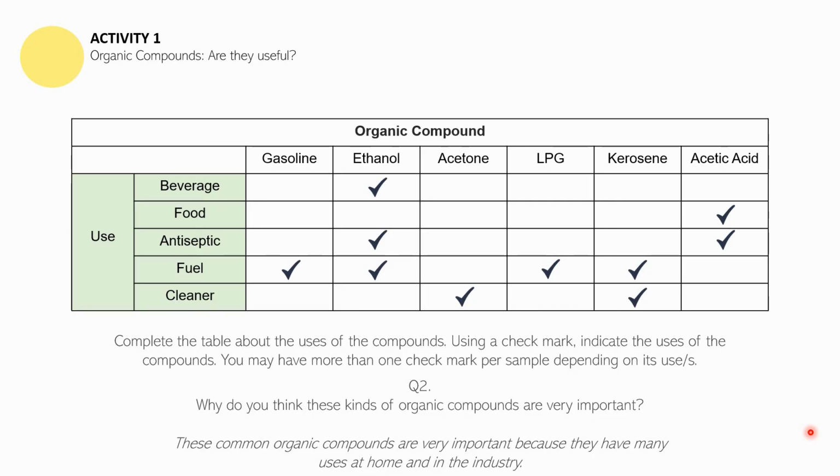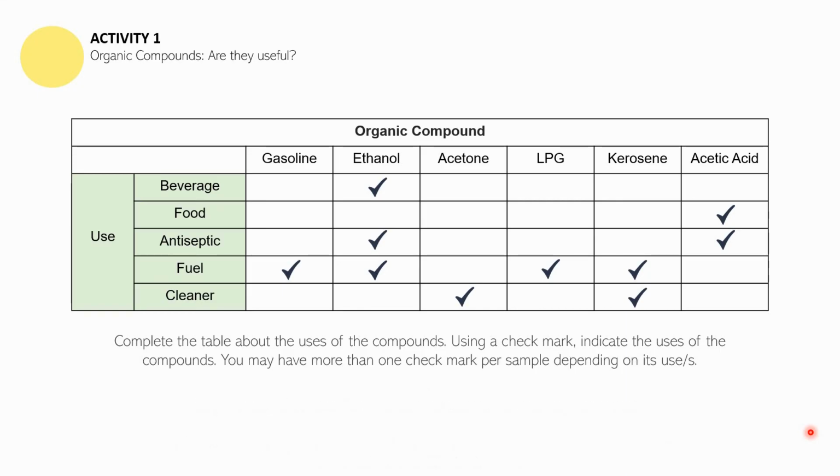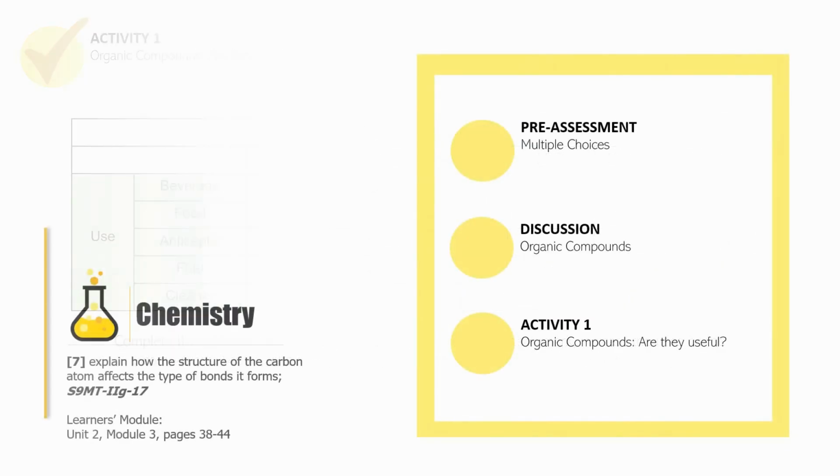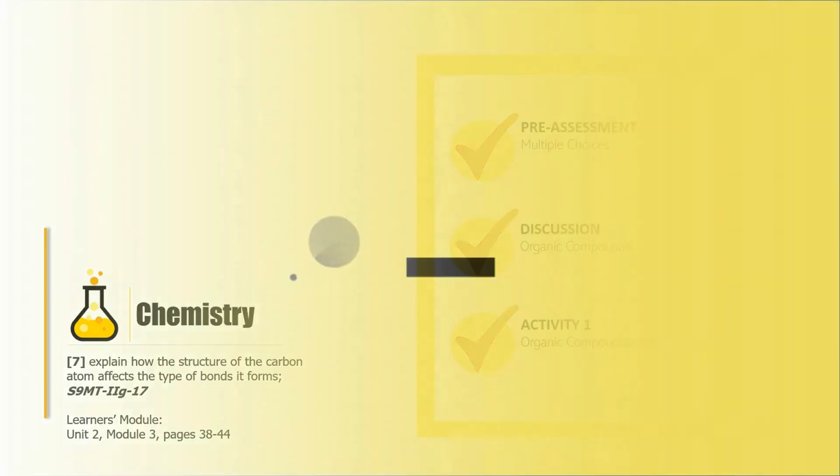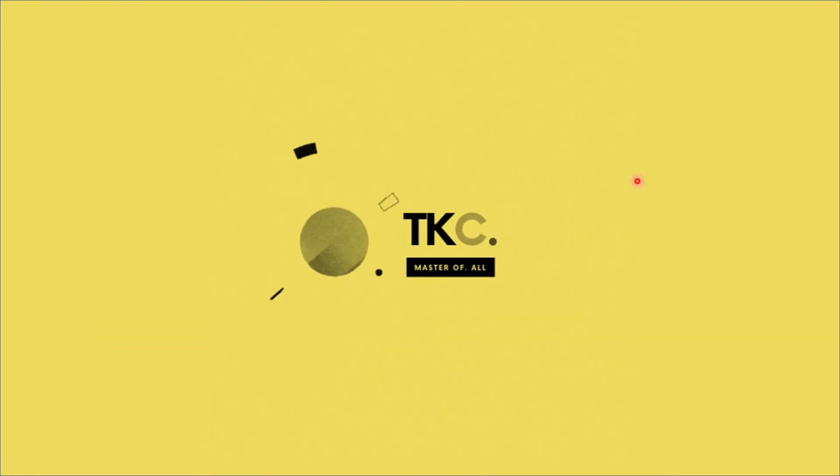I hope that you took note of the answers and that you checked your own work. Activity 1 is now declared finished. So in this video, you were able to do the following: a pre-assessment, multiple choices, discussion on organic compounds, Activity 1, organic compounds, are they useful? Again, this is Sir Carlos, and I hope that you're still with me in this series of Grade 9 Chemistry, the Knowledge Catalog. I'll see you in the next one.